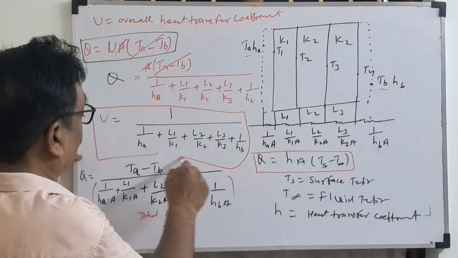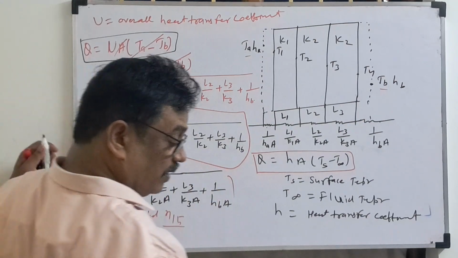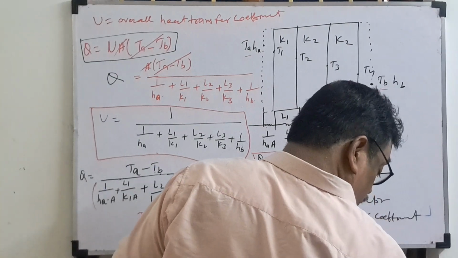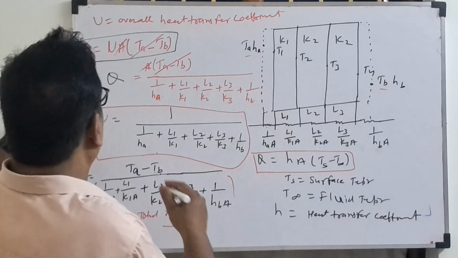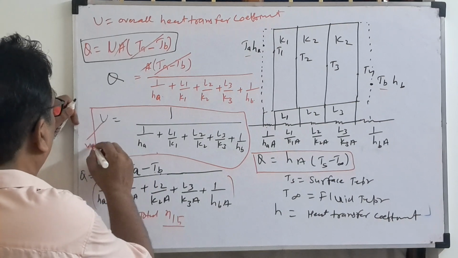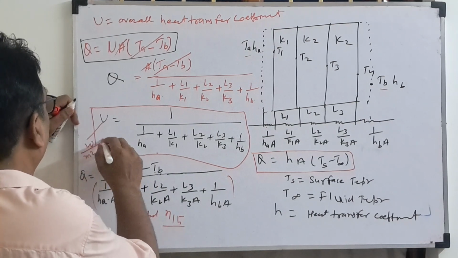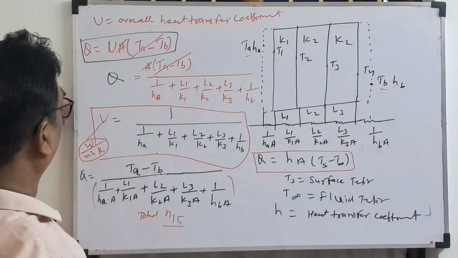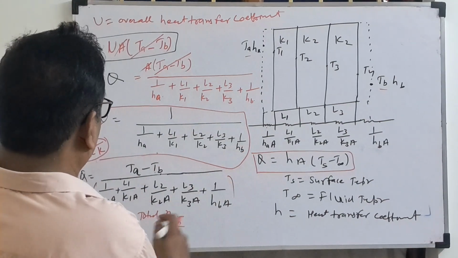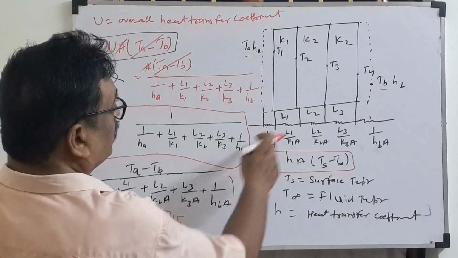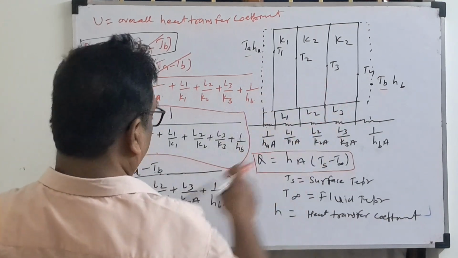Overall heat transfer coefficient. Its unit is nothing but watt per meter square Kelvin. So this unit is watt per meter square Kelvin. So how to find the overall heat transfer coefficient? This is the heat transfer for the conduction and convection.